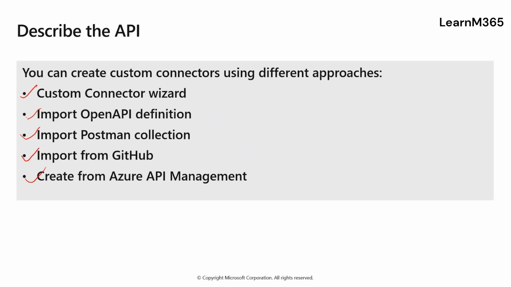And the last option, which you can look for, is export from Azure. If your API is built as an Azure App Service, Azure Function, or is managed by Azure API Management, you can export from those services and it will automatically create the initial custom connector definition. So this is the way you would be looking for your custom connector definitions.